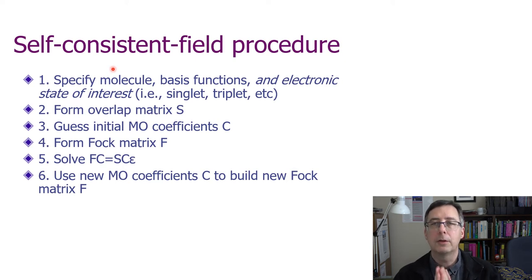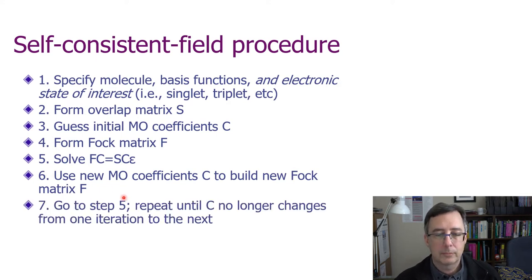Then I use the new coefficient C to build a new Fock matrix, and then I diagonalize the Fock matrix again. So I'm going to loop over steps 4, 5, and 6 over and over and over again until I find that my C matrix no longer changes. And then I'll say, I'm converged, and I will stop. And that's the self-consistent field procedure.